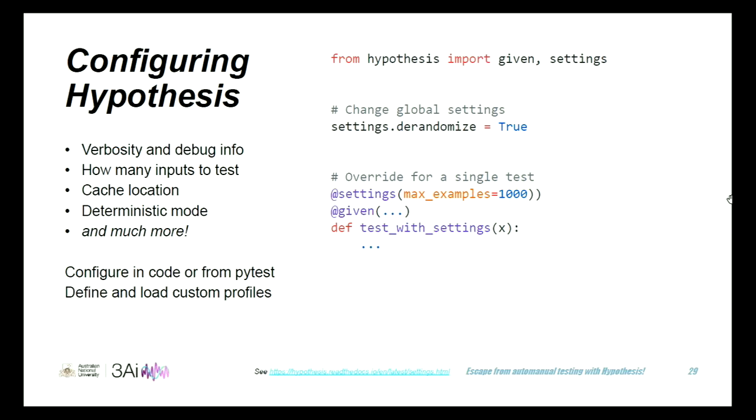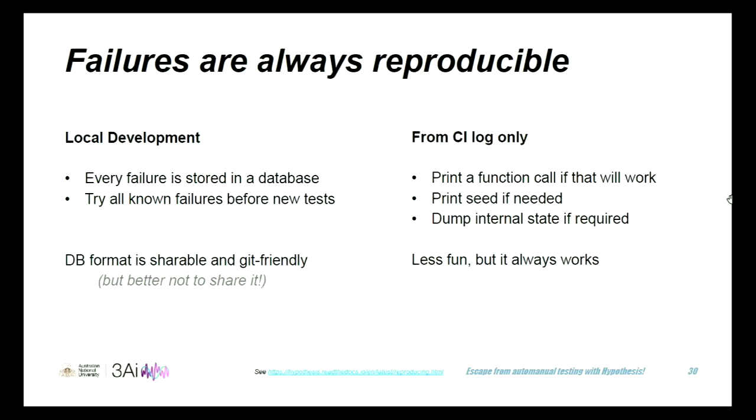You can decide where it caches examples that it fails. I'll get to that in a moment. Run it in deterministic mode, a whole bunch of stuff. Again, see the documentation. And you can configure this either in your setup code for your tests or as PyTest arguments. If you're using PyTest, you can pass arguments specific to Hypothesis.